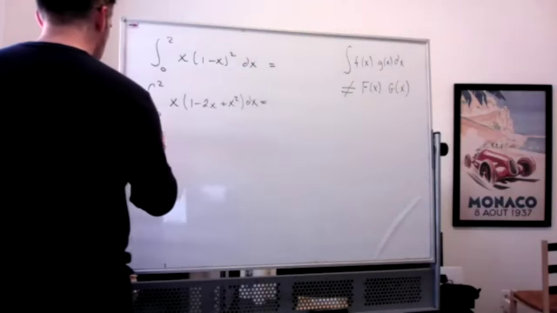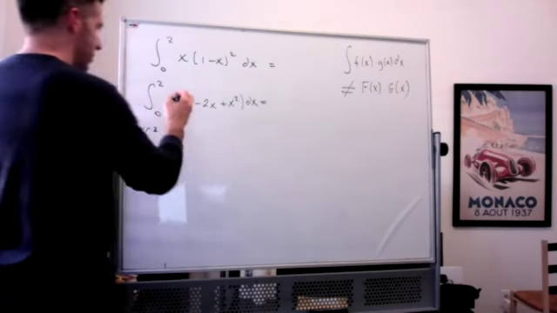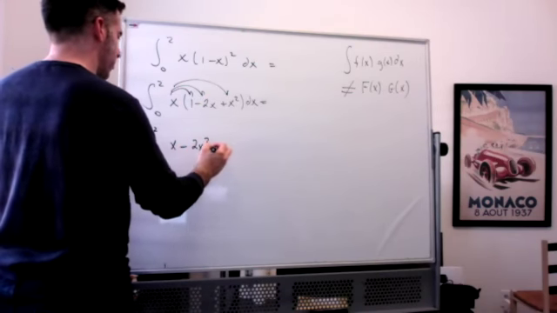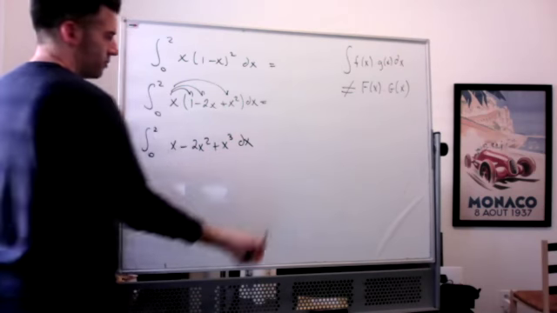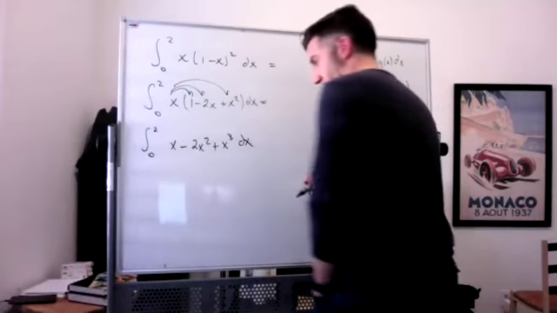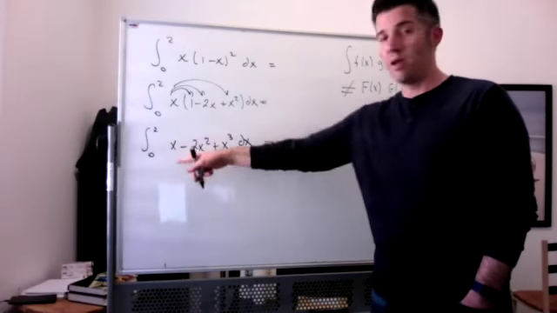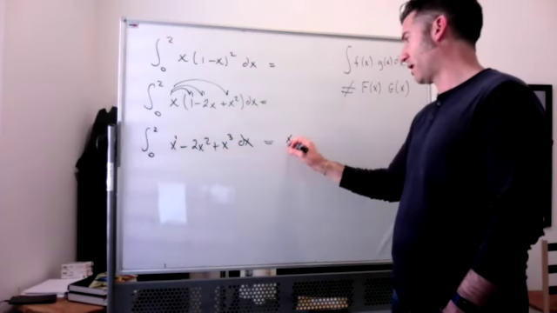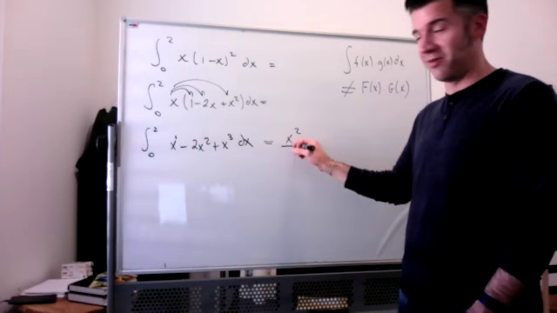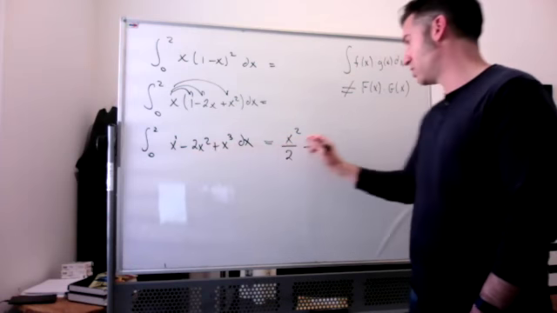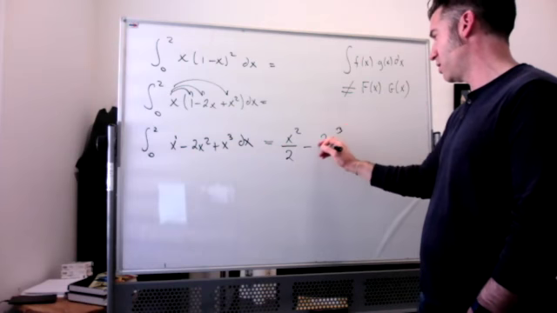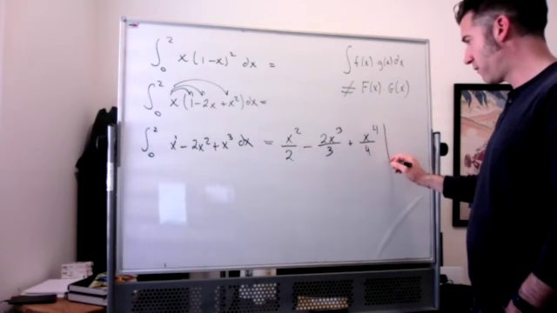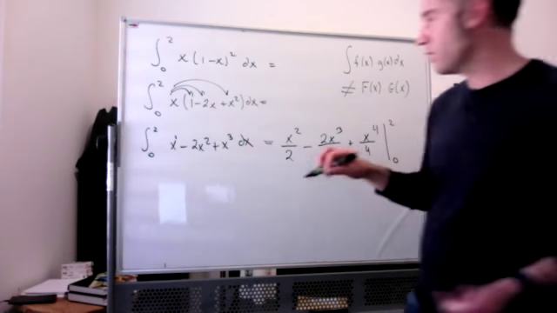This is going to equal the integral from 0 to 2. So if I distribute the x, I'm going to get x minus 2x squared plus x cubed. And then we can anti-differentiate using the anti-power rule. So I'm just adding 1 to the power, dividing by the new power. So this is x to the 1, so I get x squared over 2, minus 2x to the 2 plus 1 is 3 over 3, plus x to the 3 plus 1 is 4 over 4, from 0 to 2.